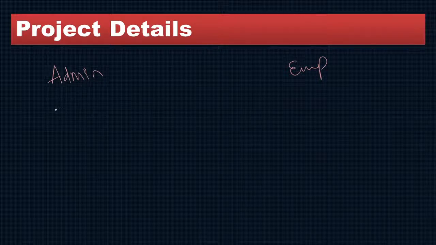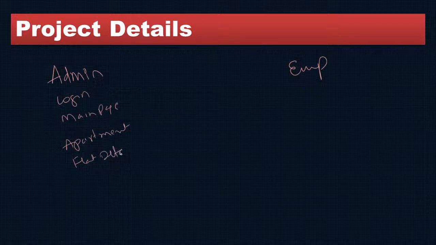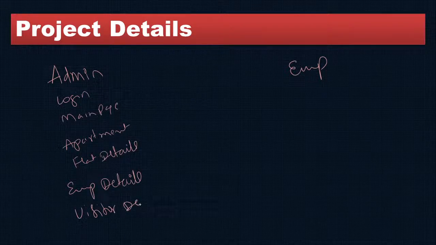Now to manage this, we have the admin. Admin can log in and go to the main page. There you can provide the options: the apartment details, flat details, employee details, visitor details, and then the visitor log. The log is what time they come and what time they go out.